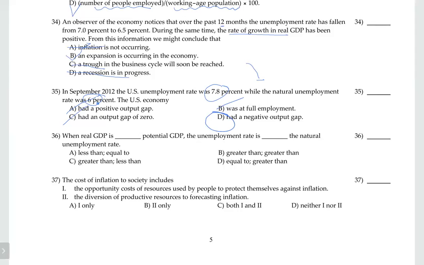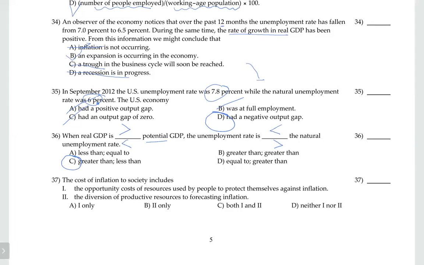Right. 36. When real GDP is what's the relationship with potential GDP, unemployment rate is natural unemployment. Right. So basically there are two possibilities. If real GDP is greater than potential GDP, then unemployment rate is lower than natural. If the real GDP is less than potential, then unemployment rate is greater than natural. All right. And then answer is C.